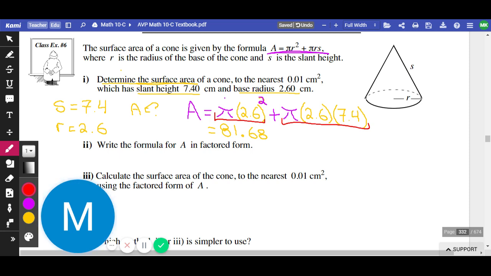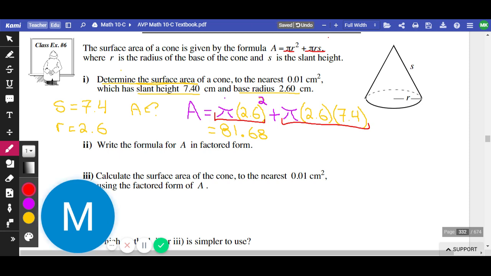Awesome. Part 2. Write the formula for A in factored form. That means they want you to go back to this original equation up here and factor it. The way we factor things right now is we take a GCF out. So if I'm looking up there and I'm trying to factor this, I'm looking at these two terms here. I'm trying to figure out what I can take out of both of them.